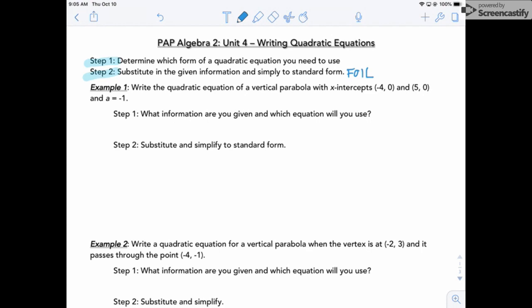So it says to write the quadratic equation of a vertical parabola with x-intercepts (-4, 0) and (5, 0). Also, a equals -1. So step 1 says, what information are you given? And based on that information, which equation are you going to use? Well, we're given x-intercepts. So if I'm given x-intercepts, I should probably use intercept form.